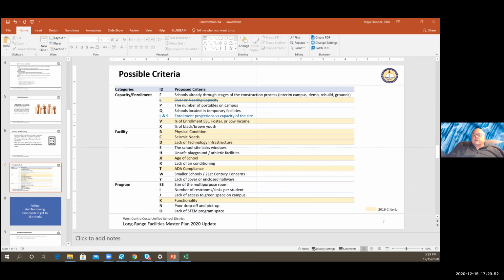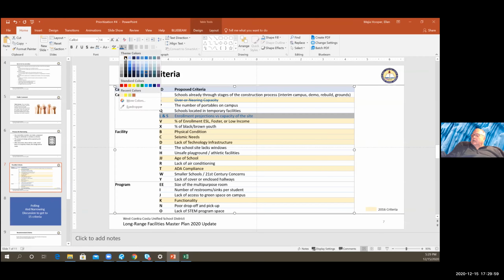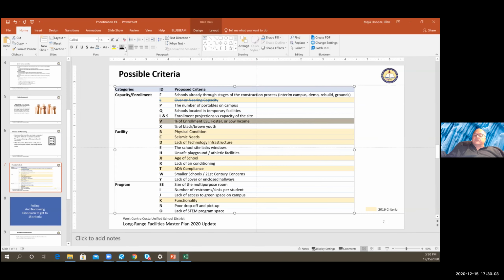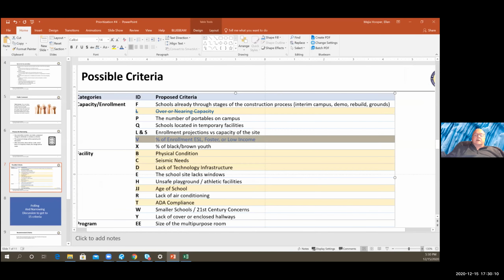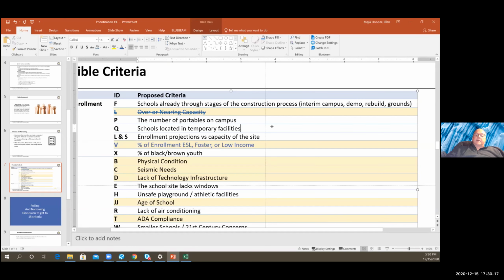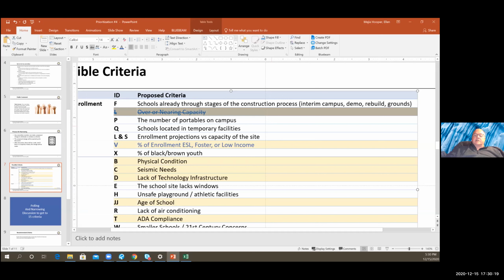Well, most of our district is low income, and so that doesn't really narrow things down a lot. And then the percentage of foster students at each school, again, is very fluid, and it's a very small number at most of the schools, isn't it? And even ESL, that is something that the school board needs to address in how they deal with what happens in the classrooms, but not necessarily the buildings themselves. So I would recommend removing this one.